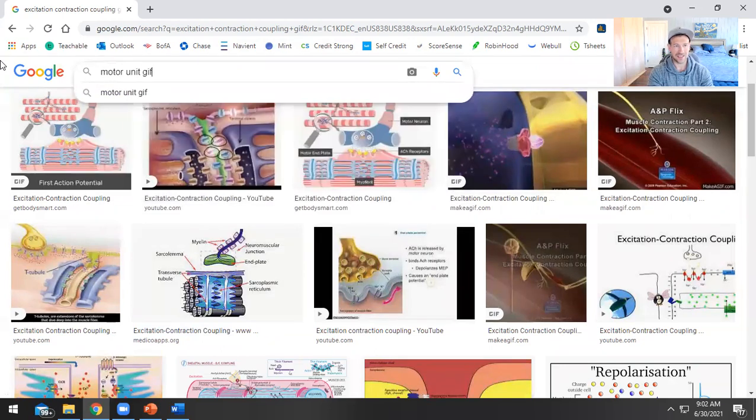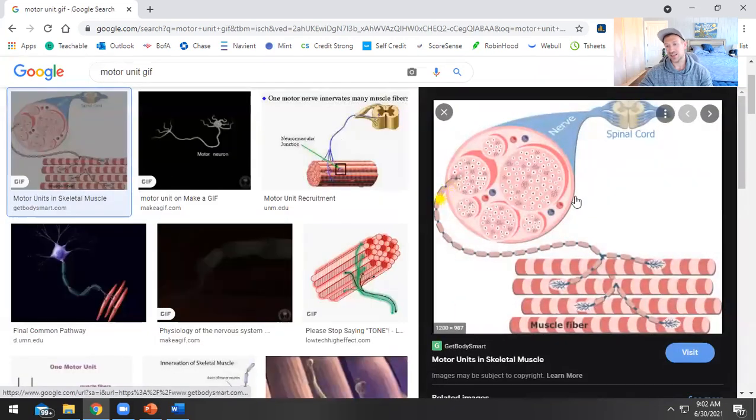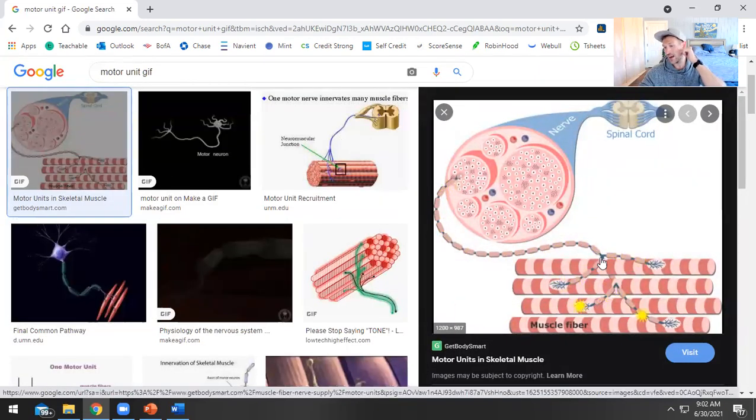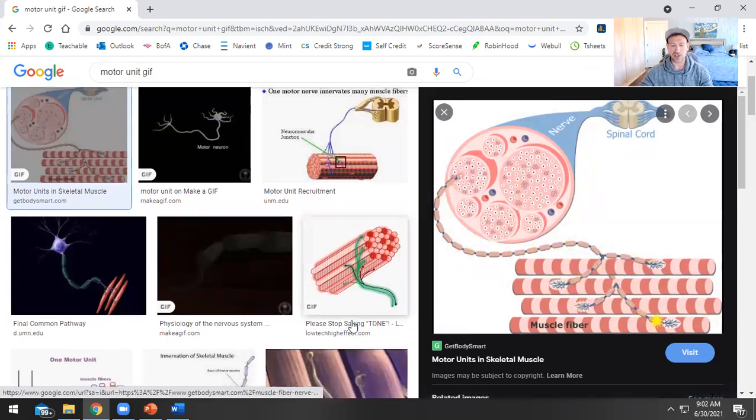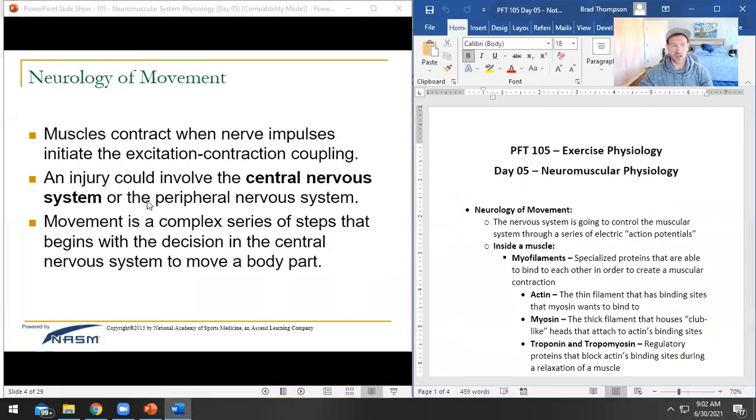Motor unit GIF. All right, so what you'll see is an impulse will run down and then it will spread throughout those muscle fibers, causing the contraction to occur, right? So you've got your spinal cord here, then you'll have a nerve that branches off that spinal cord, and then it will run down and it will cause the actual contraction to happen, right? So that's what we're seeing there.